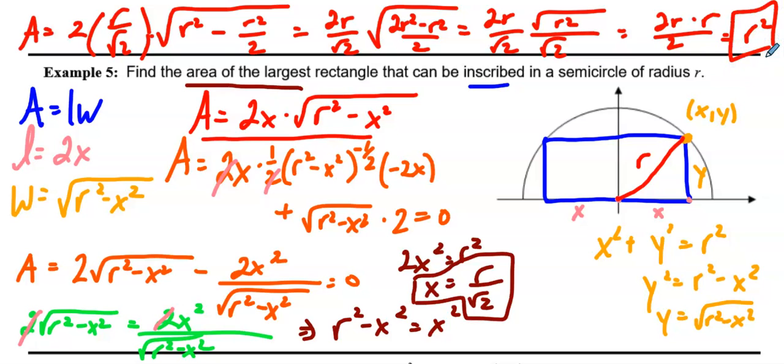So what about that? Look at that. The area of the largest rectangle that will be inscribed into a semicircle of radius r is going to be r squared. Okay? So there you go. That's how you solve that problem. A little crazy, but we got there in the end.